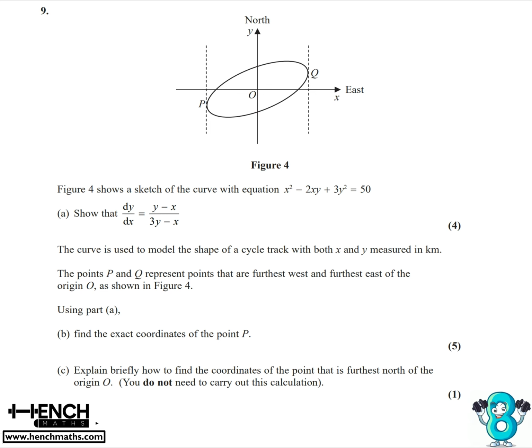Question 9. Figure 4 shows a sketch of the curve with equation x squared subtract 2xy plus 3y squared equals 50. So we have a diagram there showing a bit of an elliptical function, sort of at an angle. We've also got the y-axis labelled north and the x-axis labelled east. Part A asks us to show that dy by dx equals y subtract x, all divided by 3y subtract x.